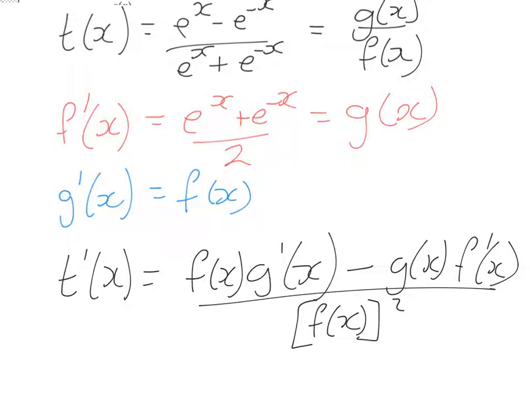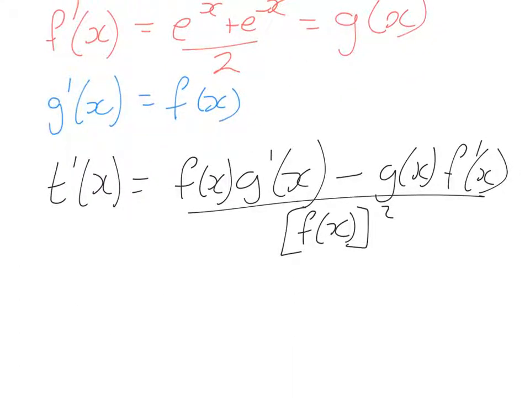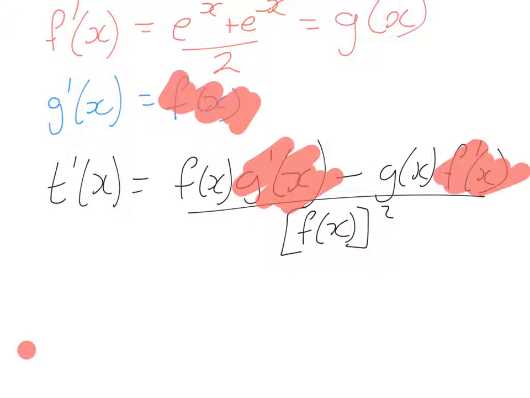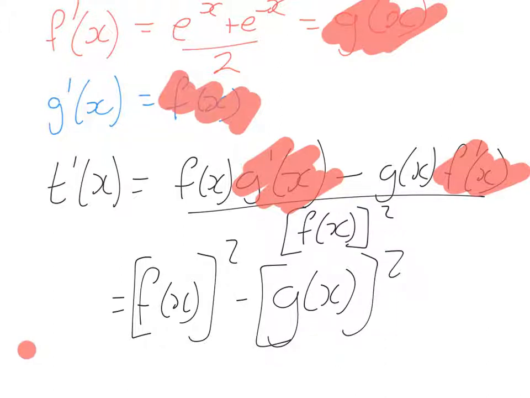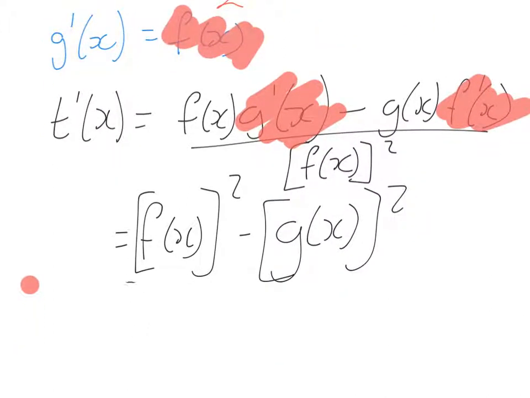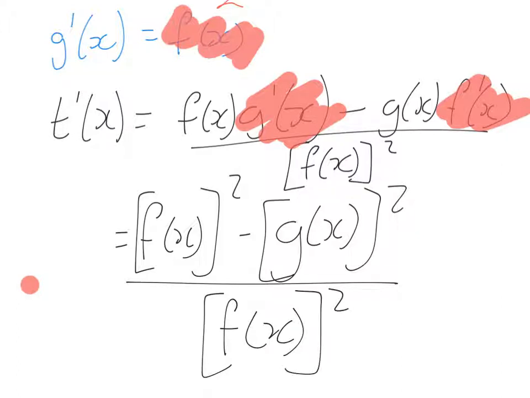And we're very nearly there, because I know that g dashed of x is the same as f of x, and f dashed of x is the same as g of x. So I can rewrite this as f of x squared minus g of x squared all over f of x squared.